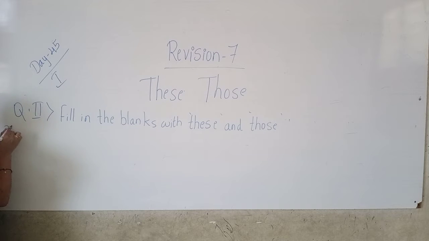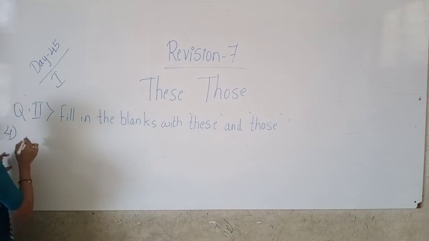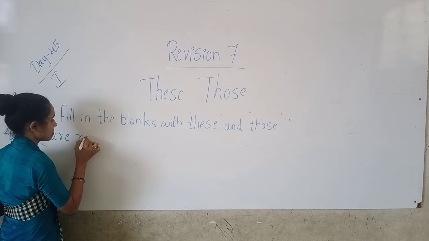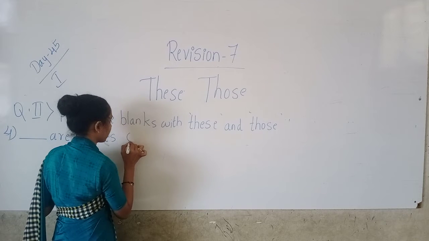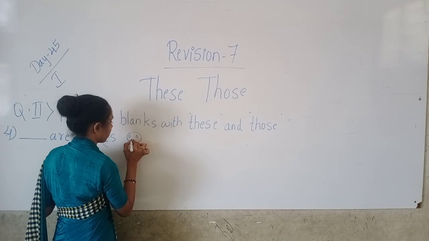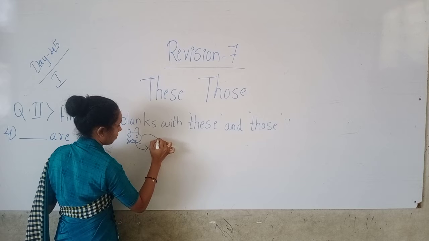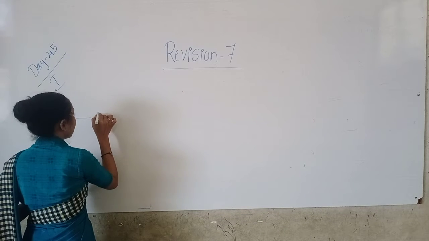Fourth one, sorry. Dash are. So children, the fourth one is dash are rabbits.